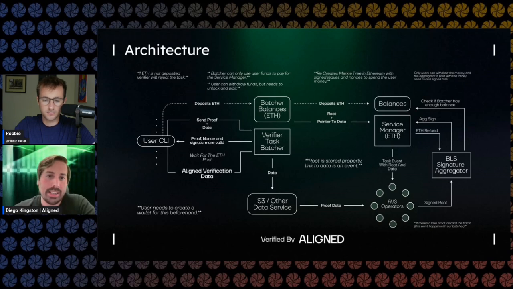So here is an idea, if you want to see, of how Aligned is working. Basically, what you'll have are just users using the CLI to send their proof and some data to this verifier task batcher, that is going to receive the tasks and then create a batch. Once it gets enough proofs, it posts all the data to Ethereum.